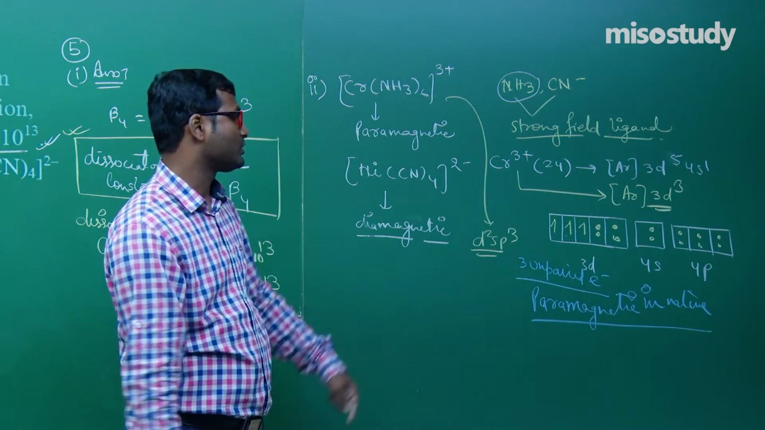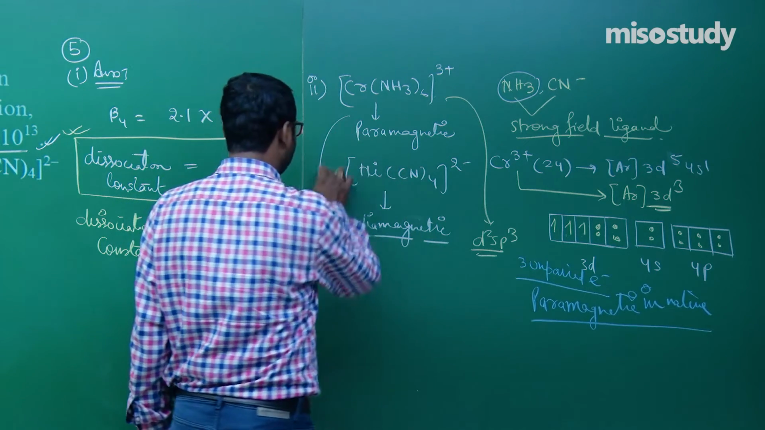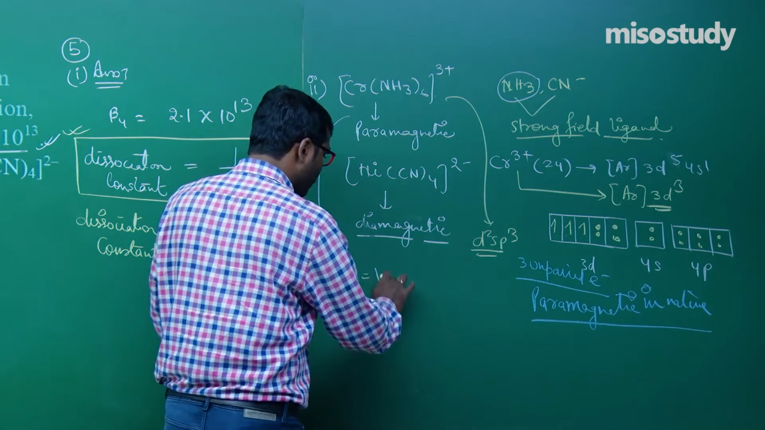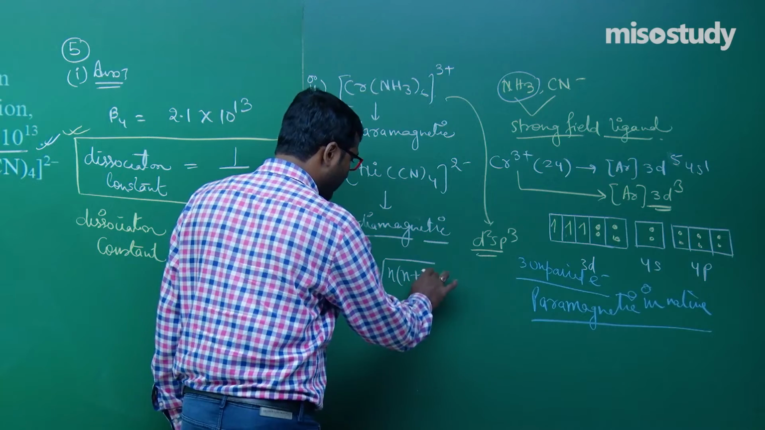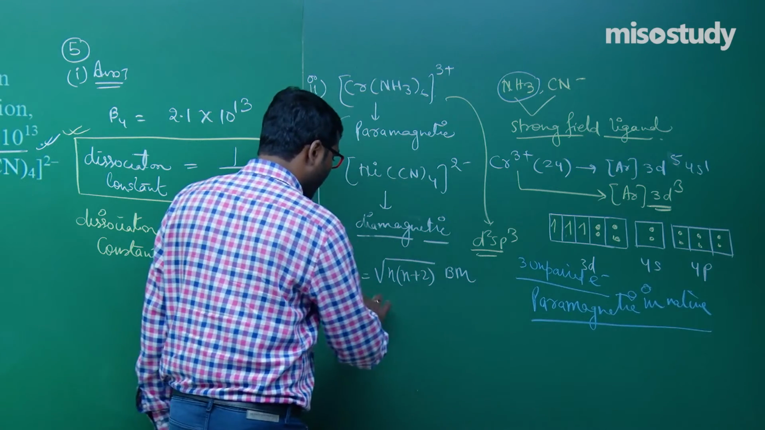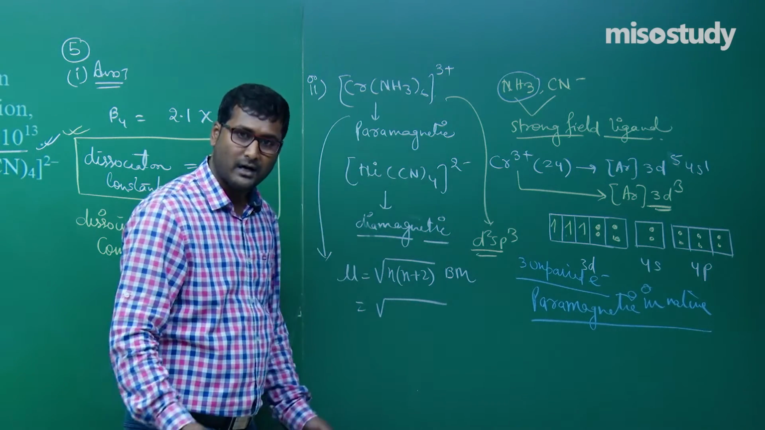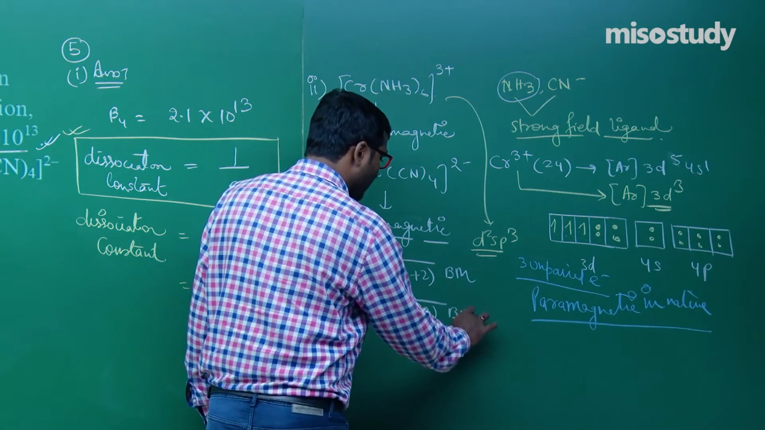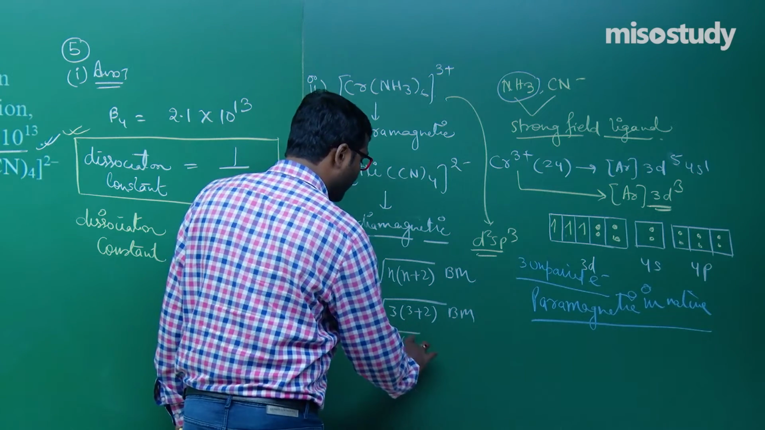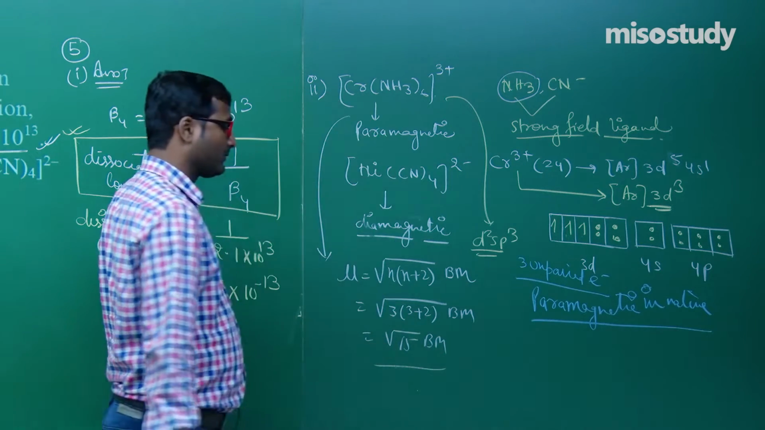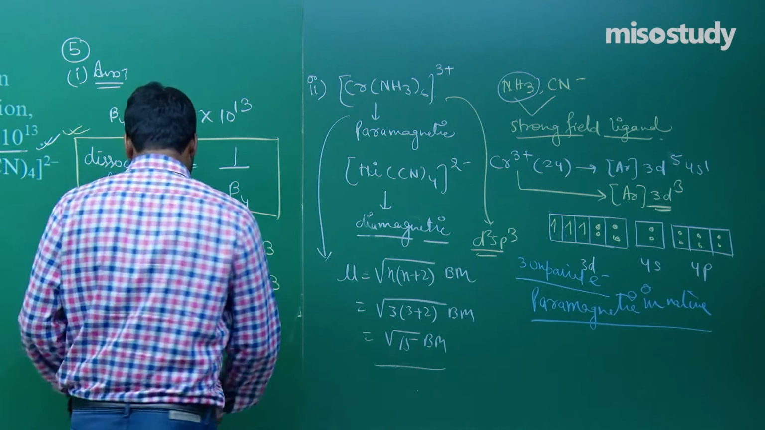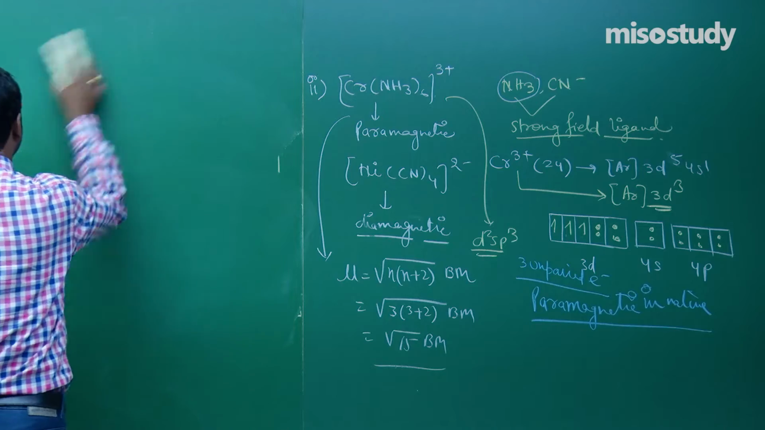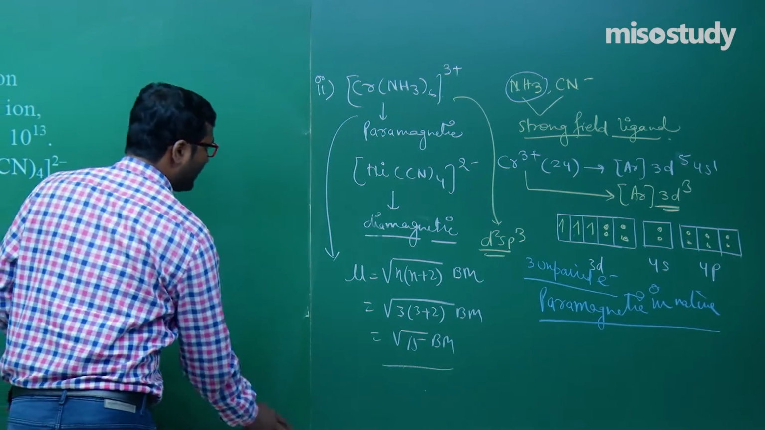explanation related to this question. If anyone asks you how to find the magnetic moment in this case, yes, sir. Magnetic moment mu is equal to root under n(n+2) BM, Bohr magneton, where n is the number of unpaired electrons. What is the number of unpaired electrons? 3. So root of 3 into 5, that is root 15 BM. Clear to you? This is the case. So, you can easily explain that they are paramagnetic in nature.